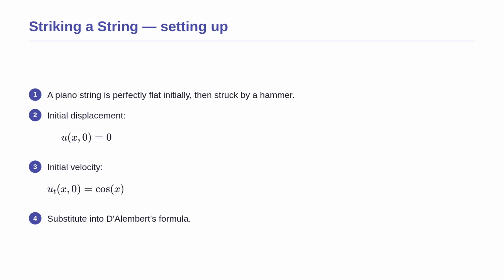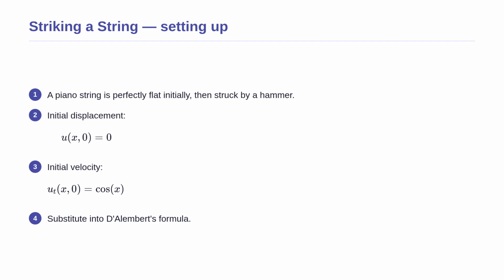Let us look at a different scenario. Now imagine a piano string that is perfectly flat at time 0, so its initial displacement is 0. However, a hammer strikes it, giving it an initial velocity of cosine of x. We want to find the displacement of the string at any time after the hammer strikes.